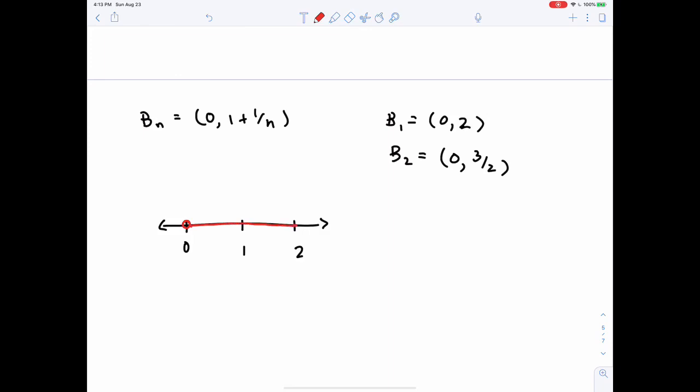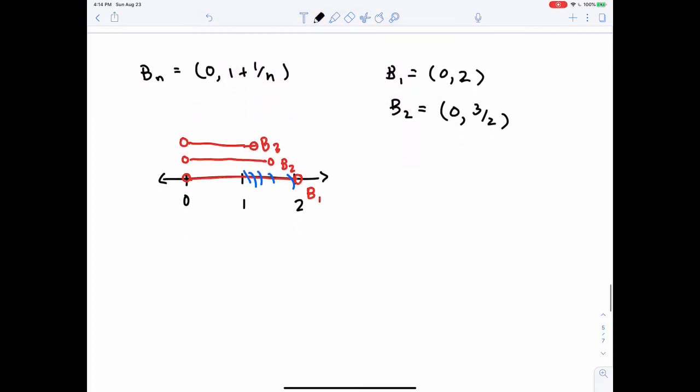B1 is going to be this set. B2 is going to go to 3 halves. B3 is going to go to 1 plus 1/3, so 4/3 right here. And what we see is that the right endpoint, we're just moving it closer and closer to 1, but it's always staying just to the right of 1.